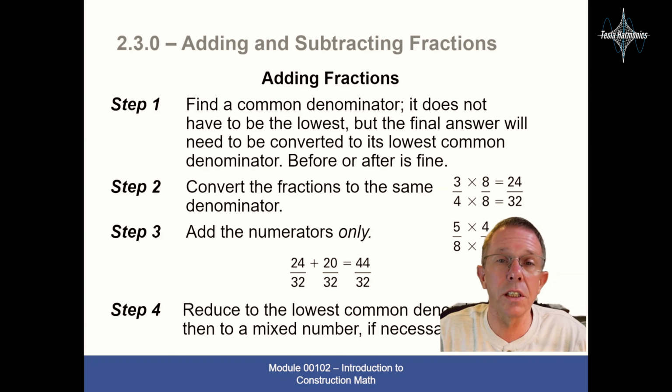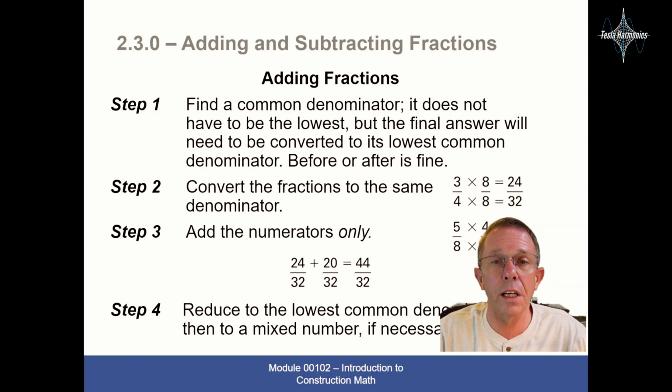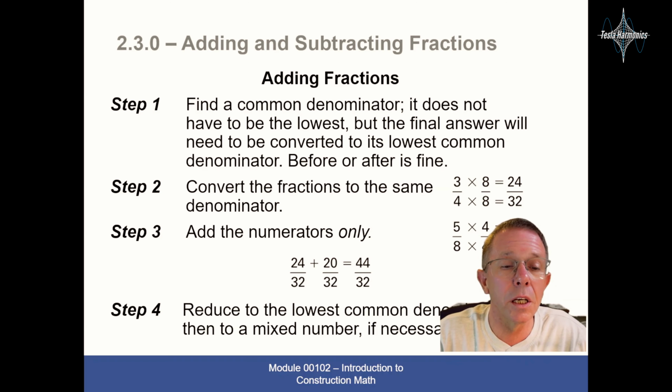Adding and subtracting fractions. Adding fractions, step 1, find a common denominator. It does not have to be the lowest, but the final answer will need to be converted to the lowest common denominator before or after it's found. Step 2, convert the fractions to the same denominator. Step 3, add the numerators only. Step 4, reduce to the lowest common denominator and then to a mixed number if necessary.